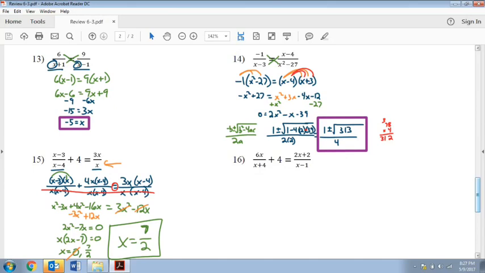Alright? Number 16 is the exact same thing. Alright, go ahead and try it. Go ahead and try number 16. Get a common denominator and be done. Alright, here we go. Hopefully you did it.